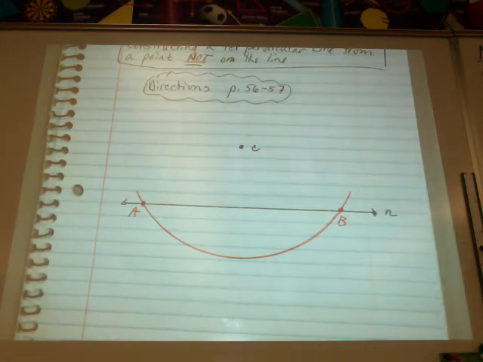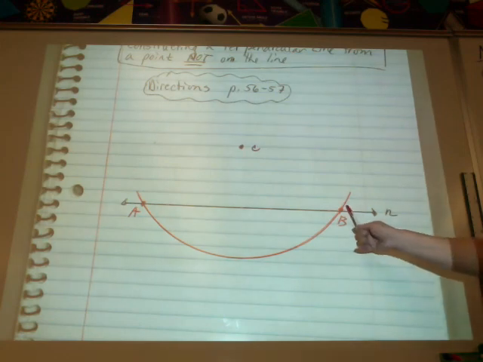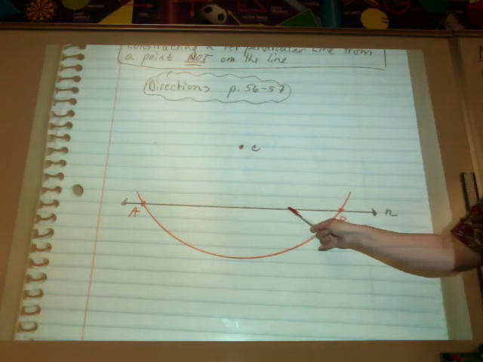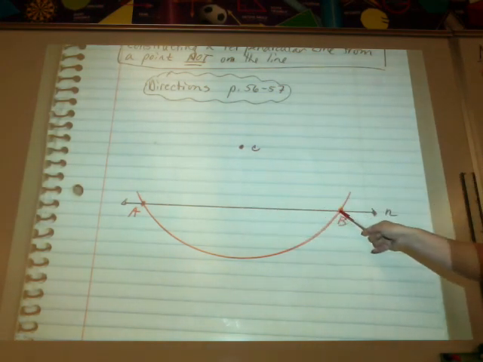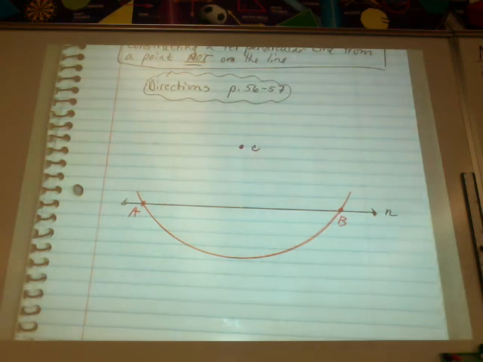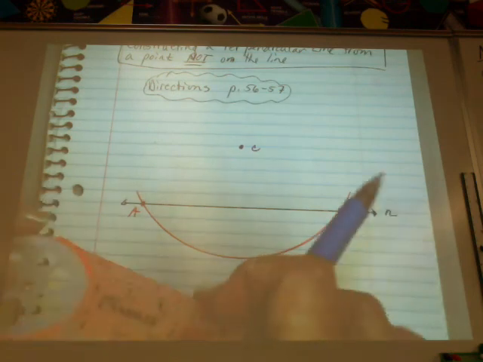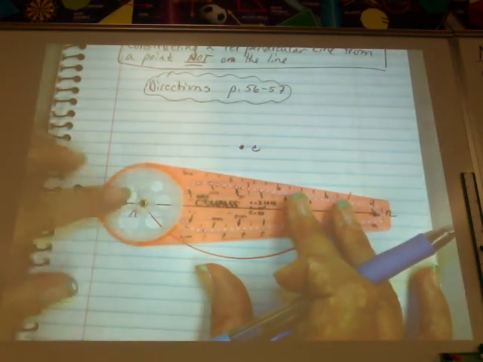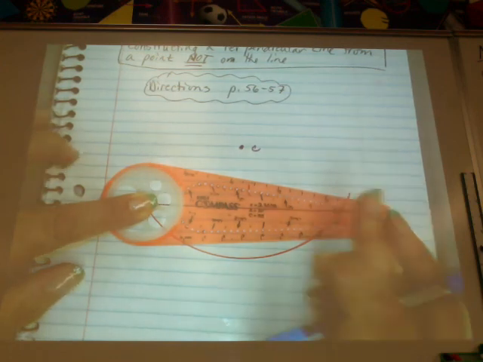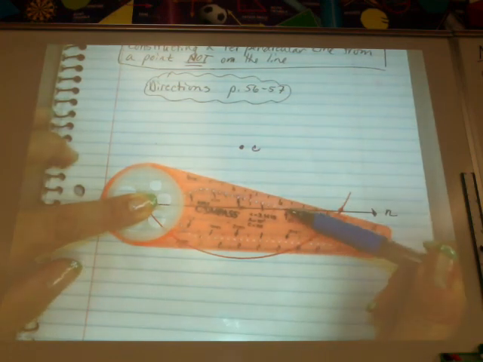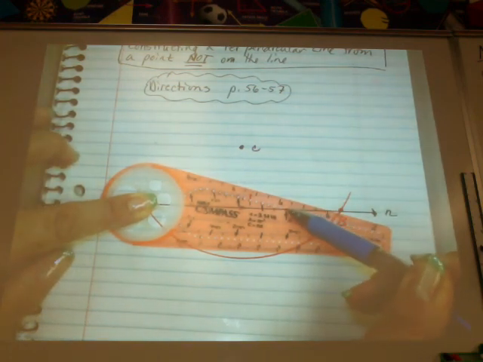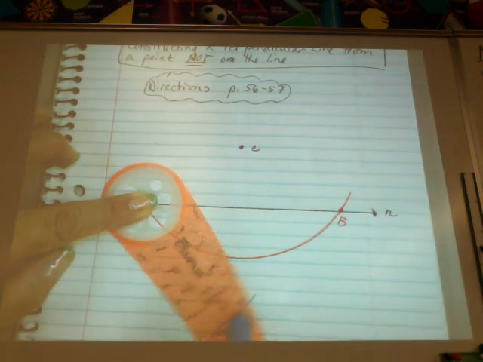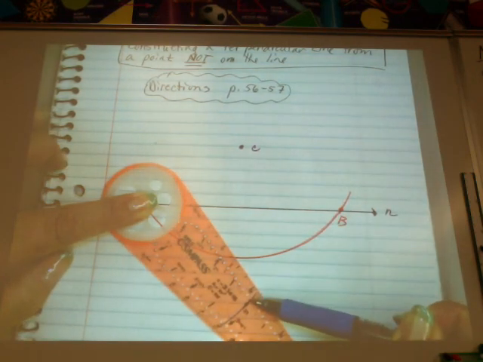Then, kind of similar to what we did before, find a setting on your compass that is more than halfway across. You can go from A or from B. I'm going to go from A just because I don't want to run into my spiral. So more than halfway would get me here. Then I'm going to go down here and I'm going to create an X from A.